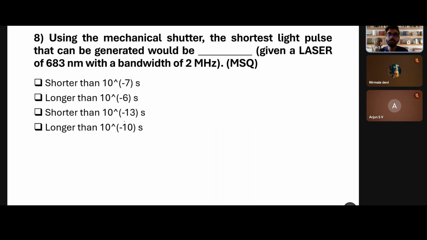We'll move on to the next question. Using the mechanical shutter, the shortest light pulse that can be generated would be dash. They've given a laser of 683 nanometer with a bandwidth of 2 megahertz. This is also an MSQ question, so more than one option can be valid. Does anyone want to mention the formula that will be used to calculate the shortest light pulse given we have a bandwidth of 2 megahertz?